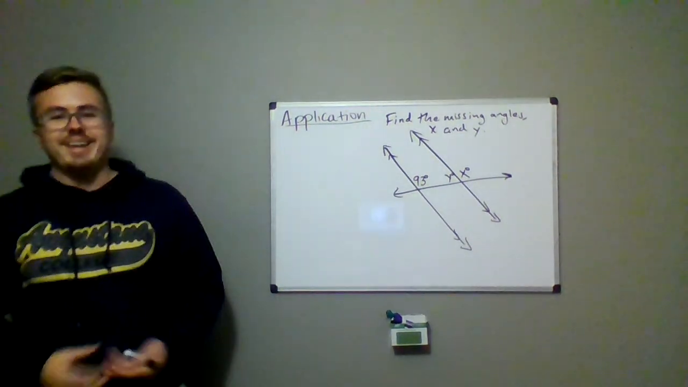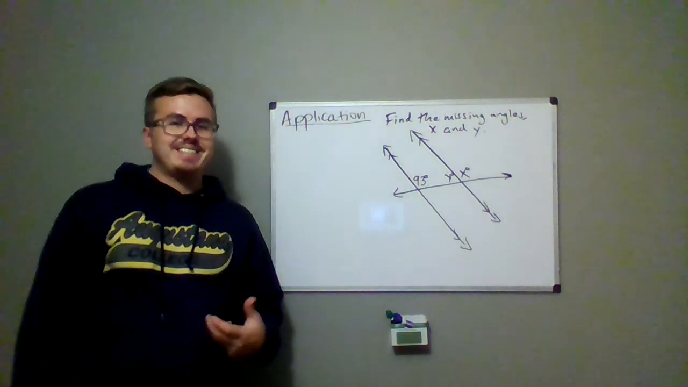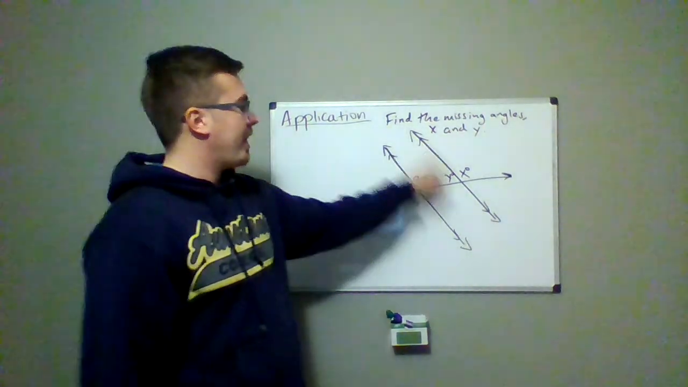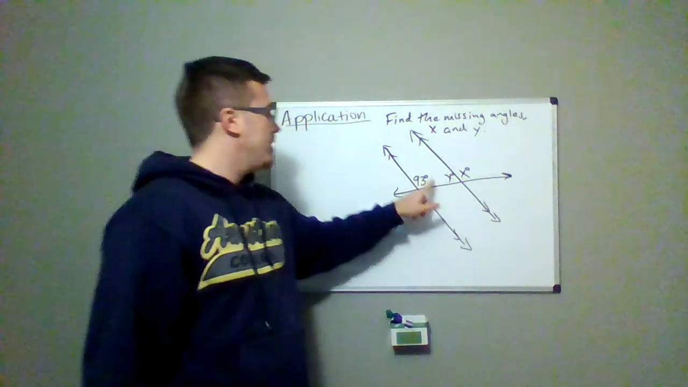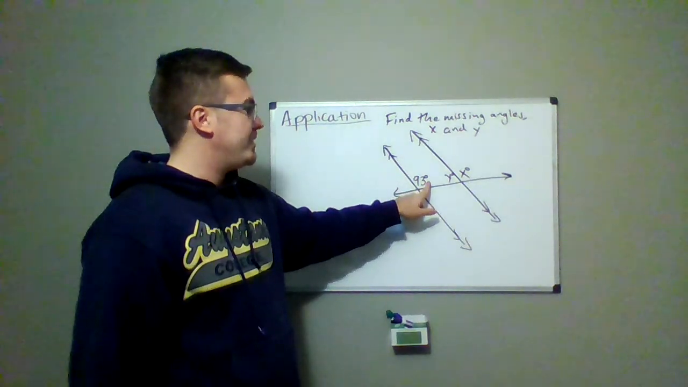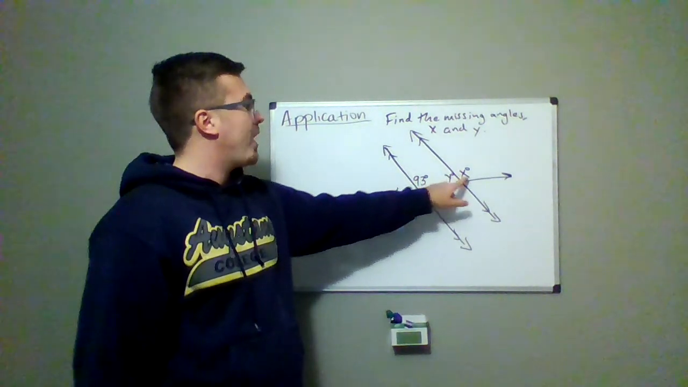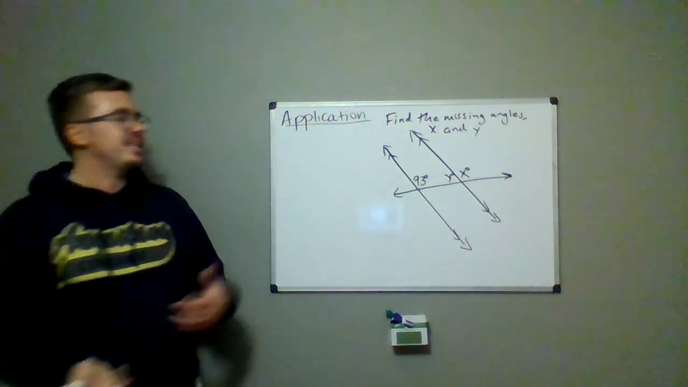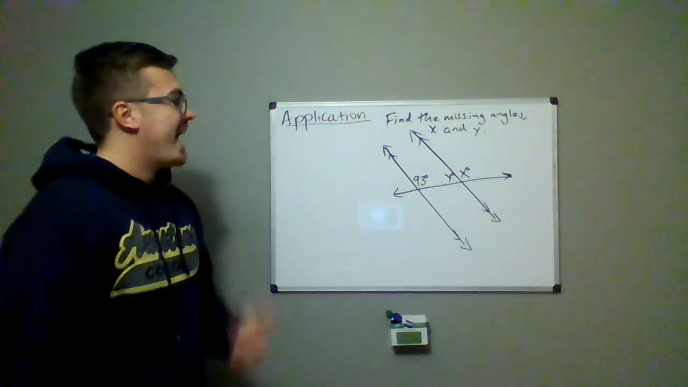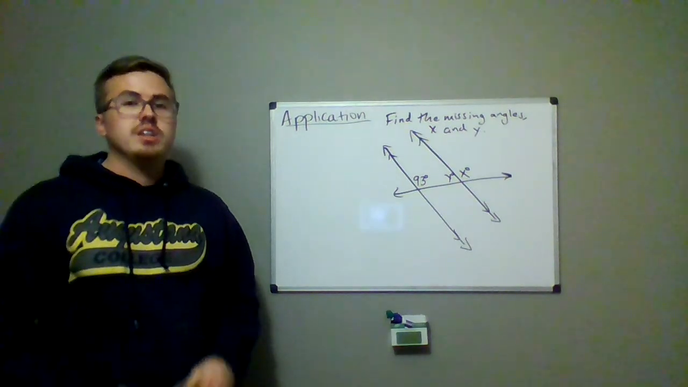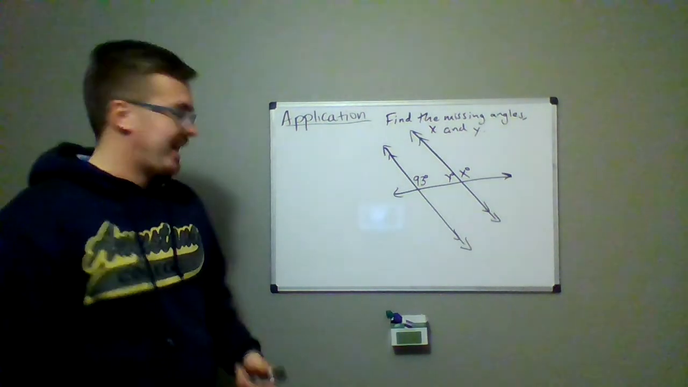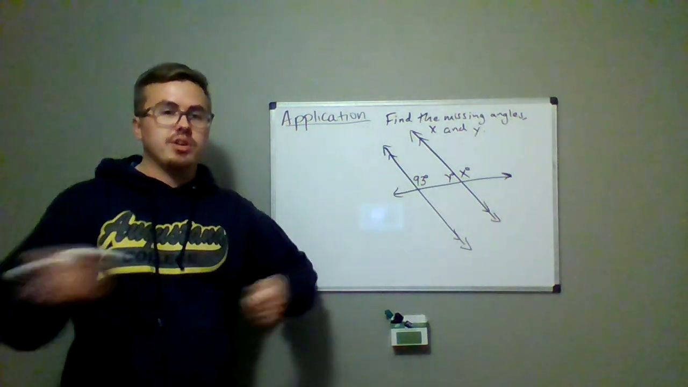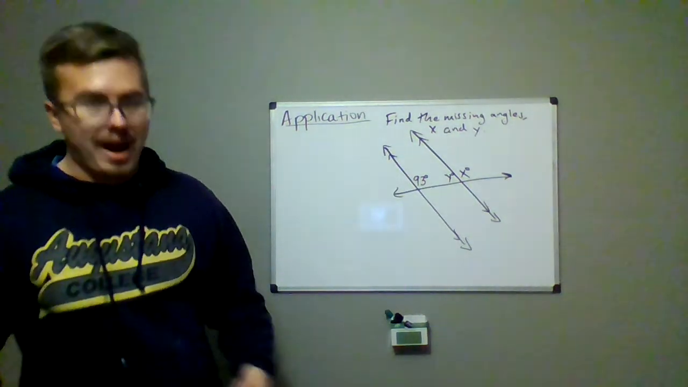All right, now we're moving into problems that have a diagram with them. So here we've got two parallel lines cut by a transversal. We've got this angle in here is 93 degrees. This angle is y degrees, and that angle is x degrees. And the directions say to find the missing angles x and y. So anytime that you're finding missing angles and you have parallel lines with a transversal, you have two options.